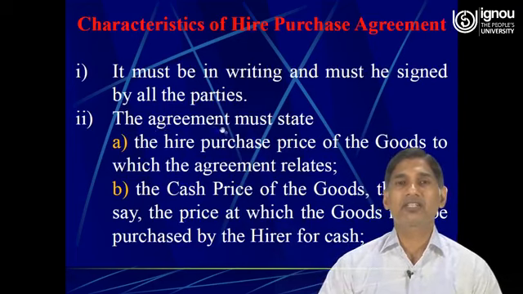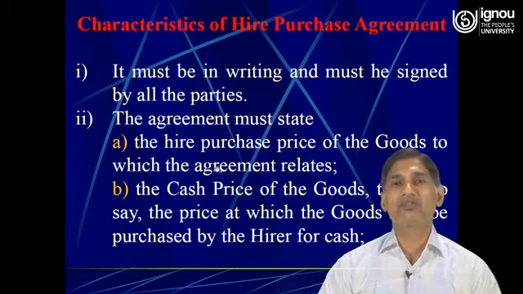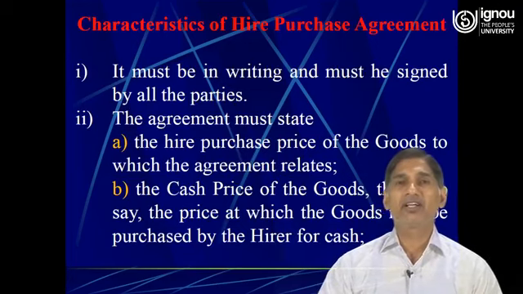Then the third one is that the agreement must state, first, the hire purchase price of the goods. So, it must be clearly mentioned in the agreement what will be the hire purchase price of the article to which the agreement relates. It must be very clearly stated what will be the hire purchase price of the goods for which the agreement is going to take place.